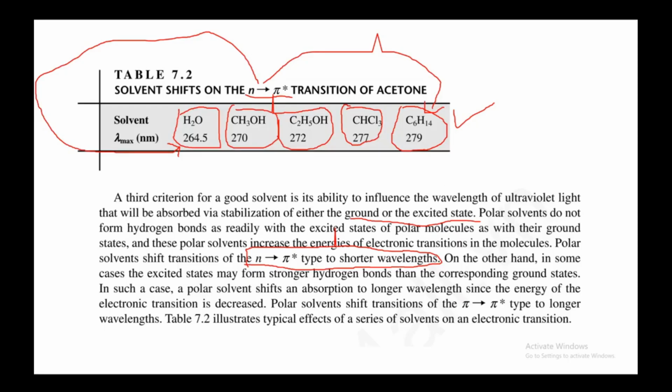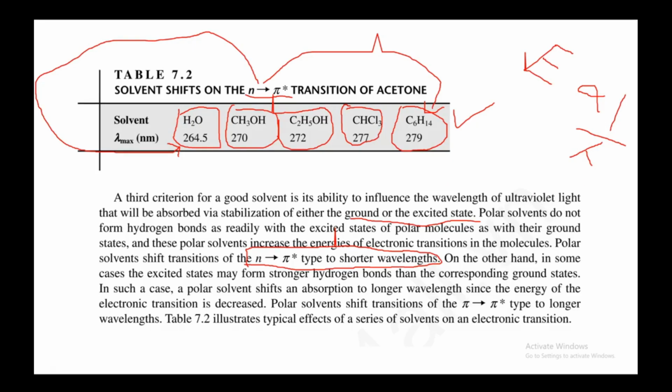As the energy increases, the wavelength decreases. That is the relationship of energy and wavelength with each other. So energy and wavelength are inversely related to each other. If energy increases, then wavelength decreases. So what the polar solvent does is increase the energy of electronic transitions in the molecule at the ground level, not at the excited level. So polar solvents shift transitions of the n to pi star type to the shorter wavelength.